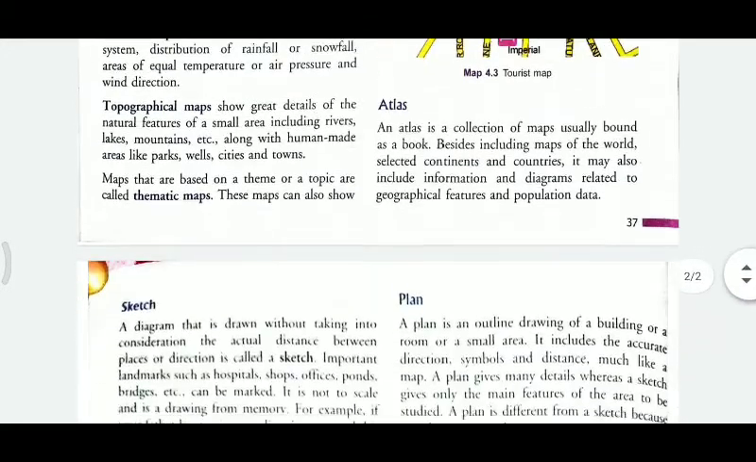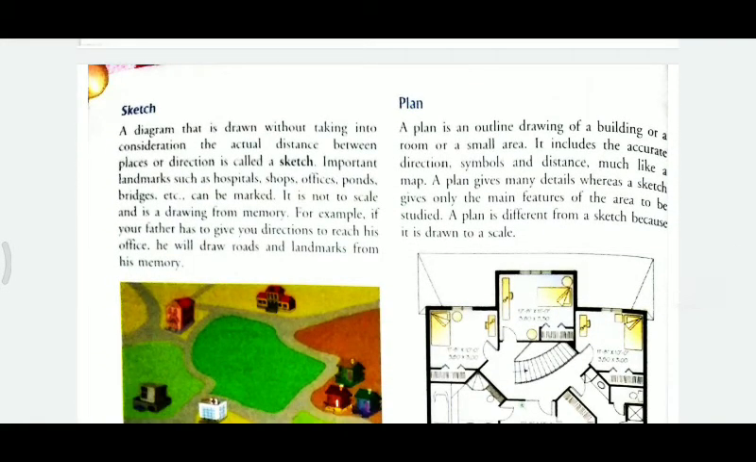Now we are going to know about sketch. A diagram that is drawn without taking into consideration the actual distance between places or direction is called a sketch. Dear student, this is the definition of sketch. I repeat it: a diagram that is drawn without taking into consideration the actual distance between places or direction is called a sketch.